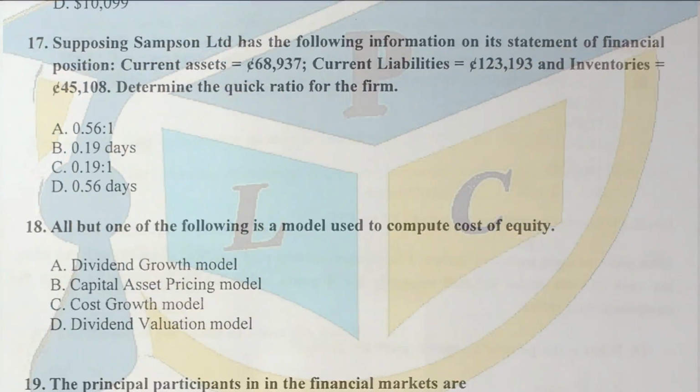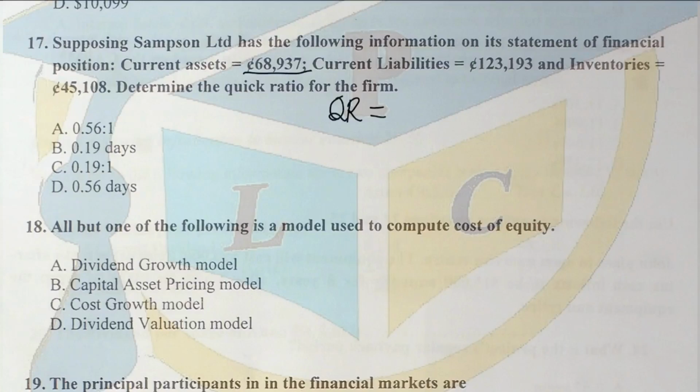Supposing Samsung Limited had the following information on its statement of financial position: current assets 68,937, current liabilities 123,193, and inventories 45,108. Determine the quick ratio for the firm. The quick ratio is also a liquidity ratio that helps us quickly convert our assets to cash so that we can settle any debt that we are due.